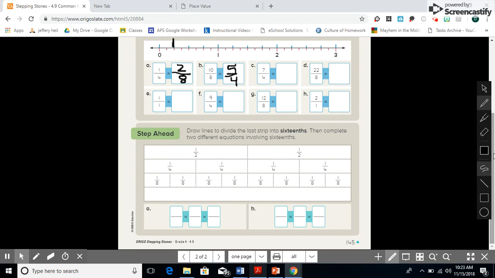And then step ahead says draw lines to divide the last strip into 16ths. Then complete 2 different equations involving 16ths. So we're going to look here. And 1/16 is half of an eighth. So I'm going to draw a line every half of 1/8.